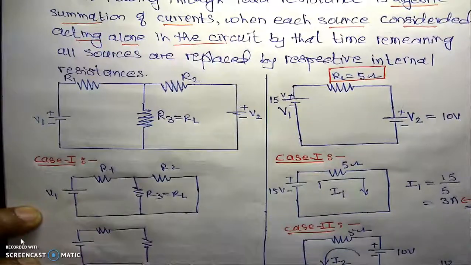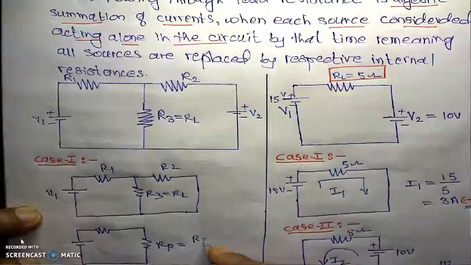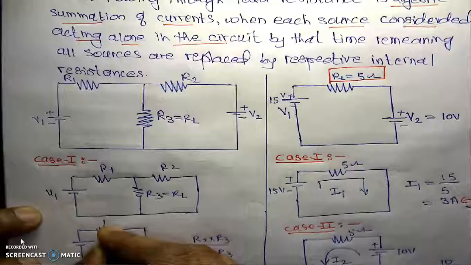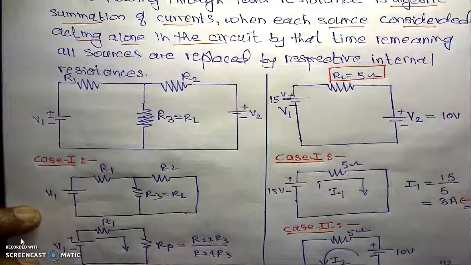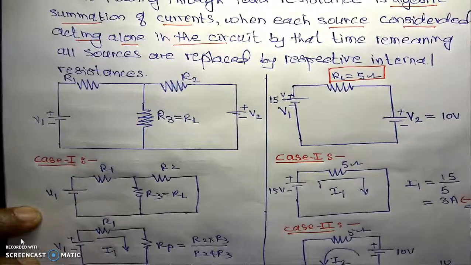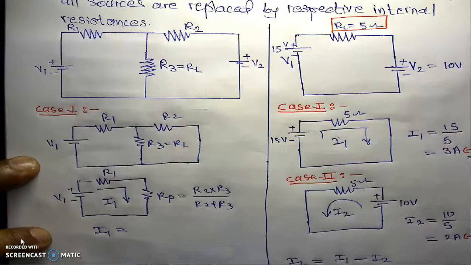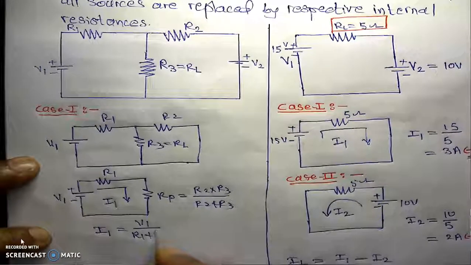Here this is Rp, which is equal to R2 into R3 divided by R2 plus R3. Here it is R1. This source is V1. Now we are able to calculate the total current in this case, which is I1. This total current I1 is equal to the total voltage, which is V1, divided by the total resistance, which is R1 plus Rp.